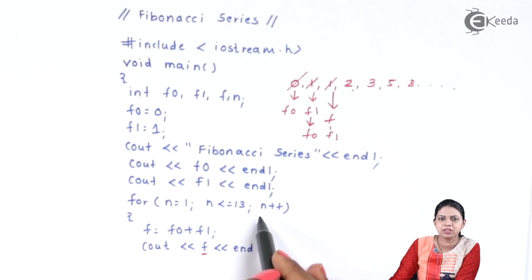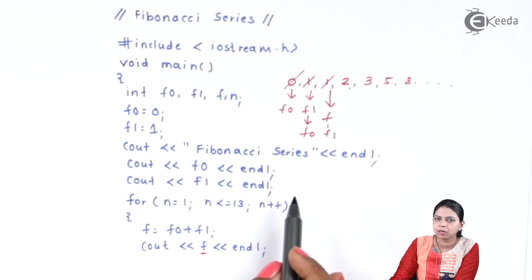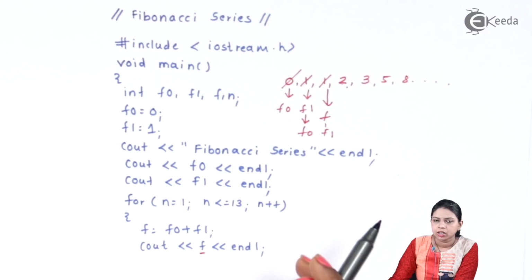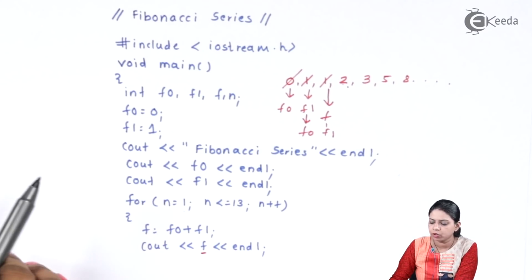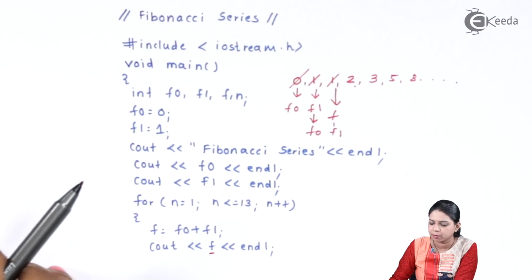Now again you will increment the value of n. Now your n will become what? Your n will become 3. So here 3 is again less than equal to 13. So one more time you will go inside the loop, and again you will do the same thing.